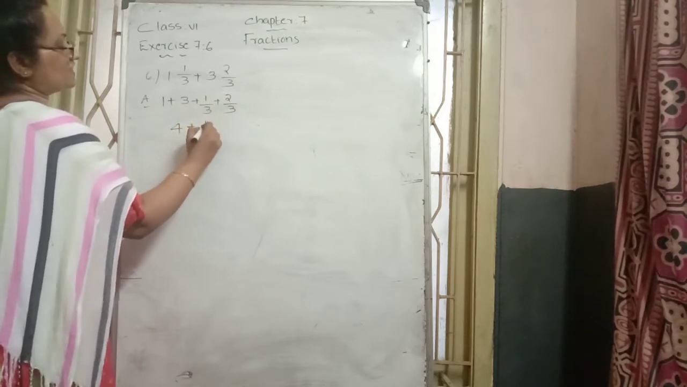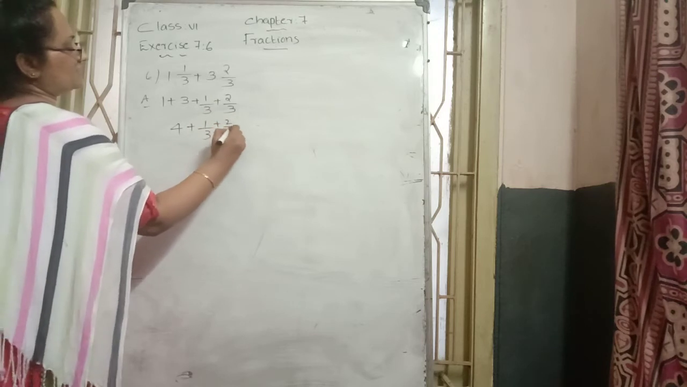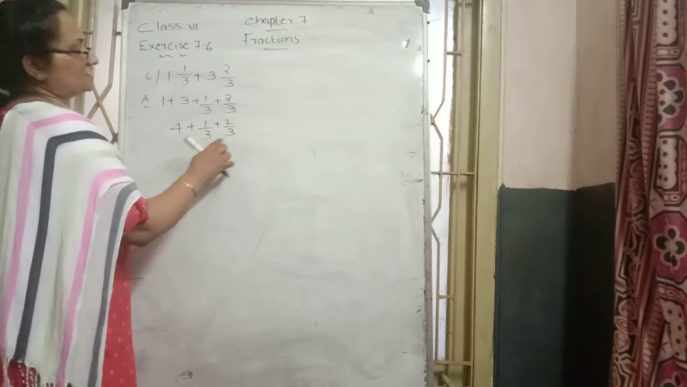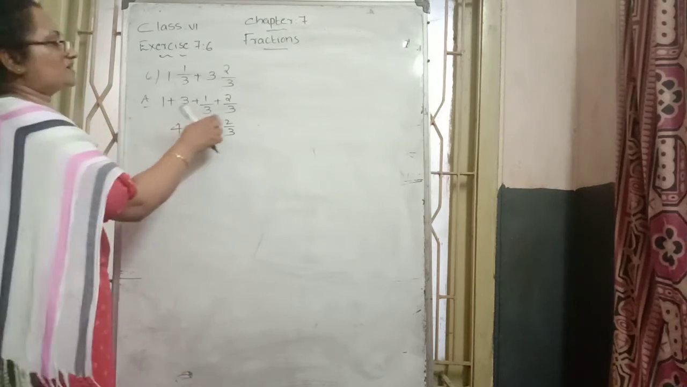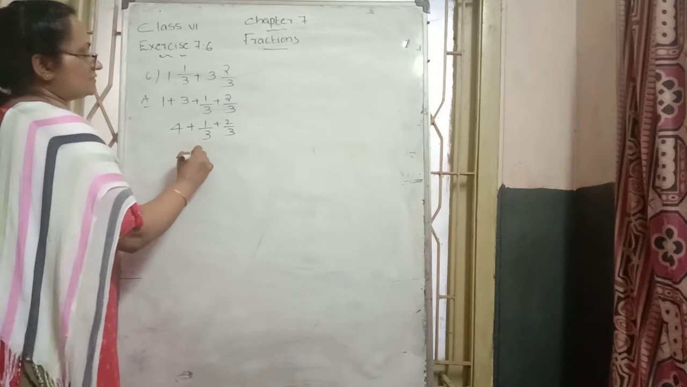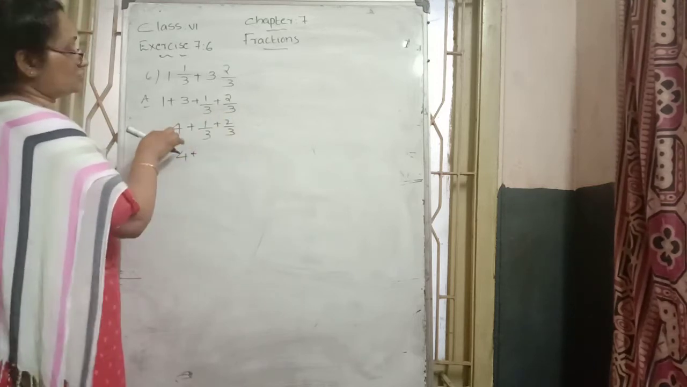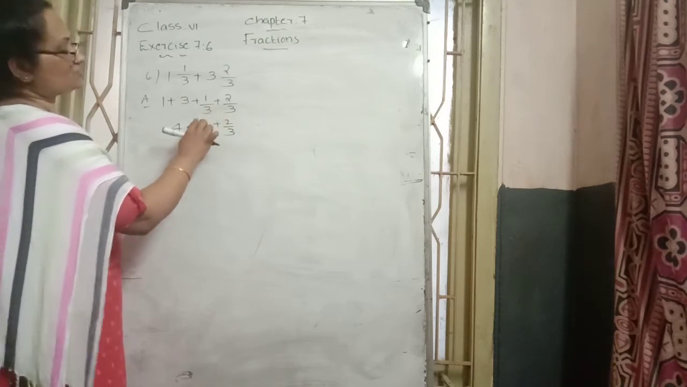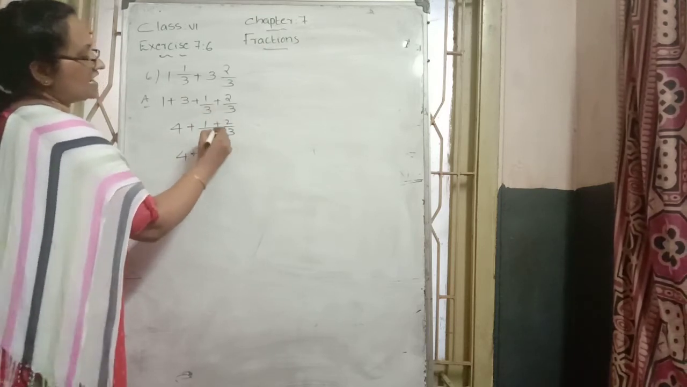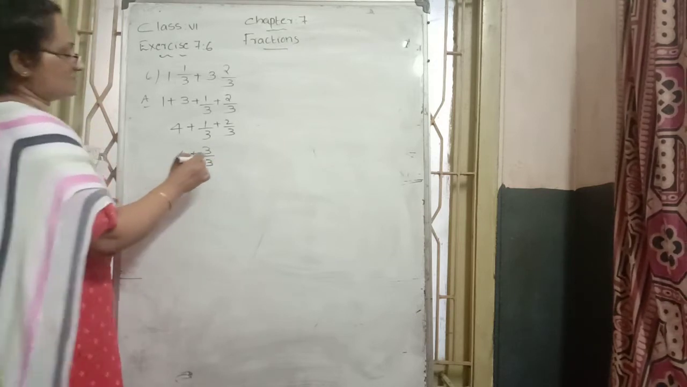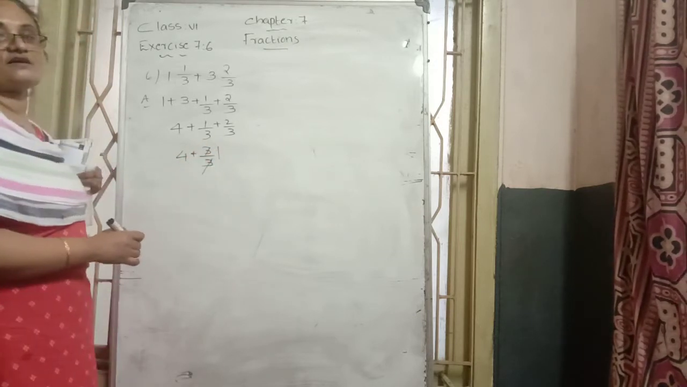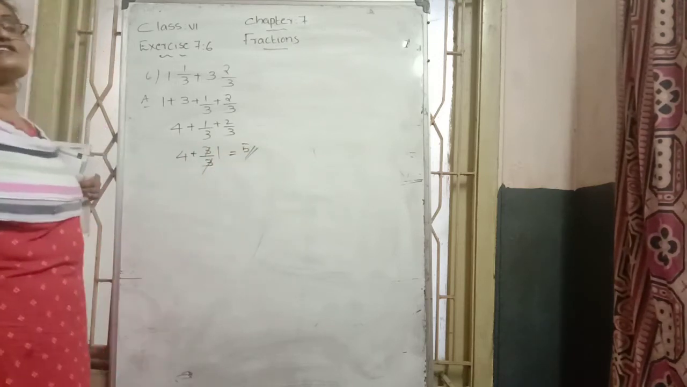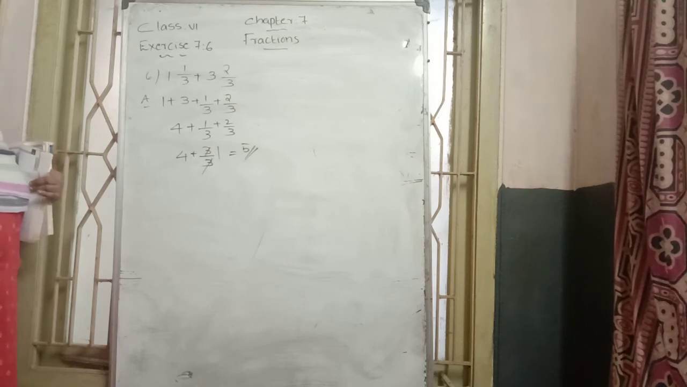Then 1 plus 3 becomes how much? 4. Then here 1 by 3 plus 2 by 3. Here what is the LCM? They have the same denominator, no problem. The numerator part we just add. When adding fractions, the numerator is not 4. 4 is the whole part, leave that there. Here the fraction numerators: 1 plus 2 becomes how much? 3, and the same denominator, write one time. 3 by 3 cancelling, how much will come? 1. So 4 plus 1 comes to be how much? 5 is the answer. In this way, we can solve mixed fractions.